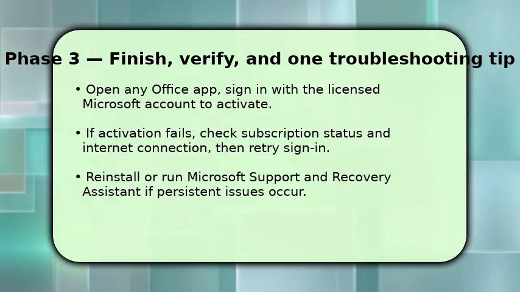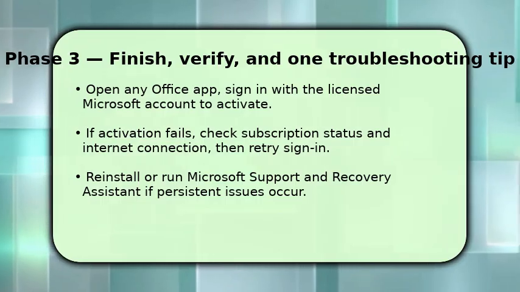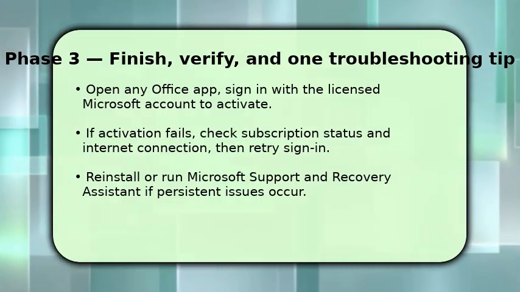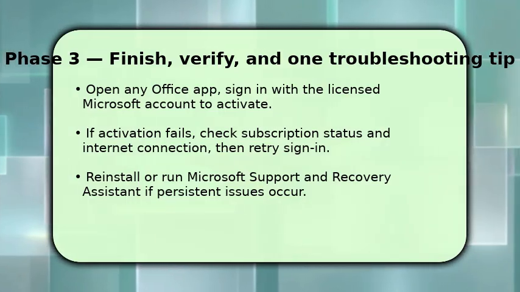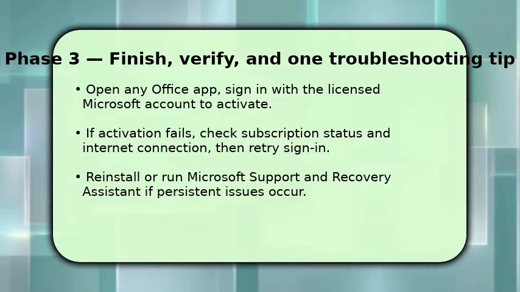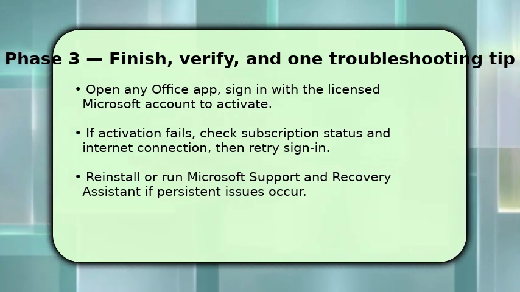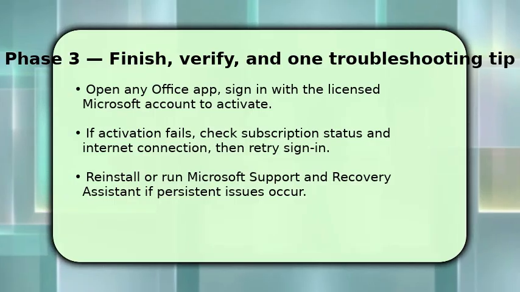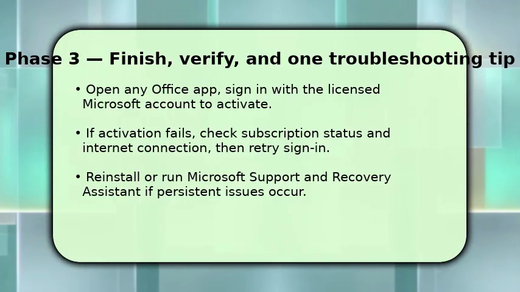Once activated, update Office via Help, Check for updates to ensure compatibility. If activation fails, make sure your subscription is active and your Mac is online. Sign out and sign back in, then retry. If issues persist, reinstall the apps or run the Microsoft Support and Recovery Assistant on another device for account diagnostics. This usually resolves license or install conflicts.